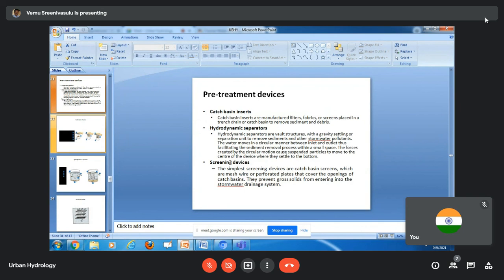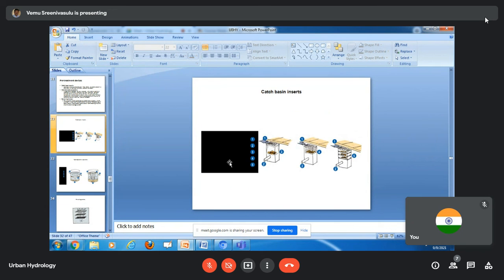So pre-treatment devices. So this is how the treatment will take place, right? So if you see, this is how the treatment will take place. Okay, this is the catch basin inserts. Okay, this storm water will enter into this basin through this one. Okay, the solid waste will be separated, okay, and the liquid will be discharged like this.